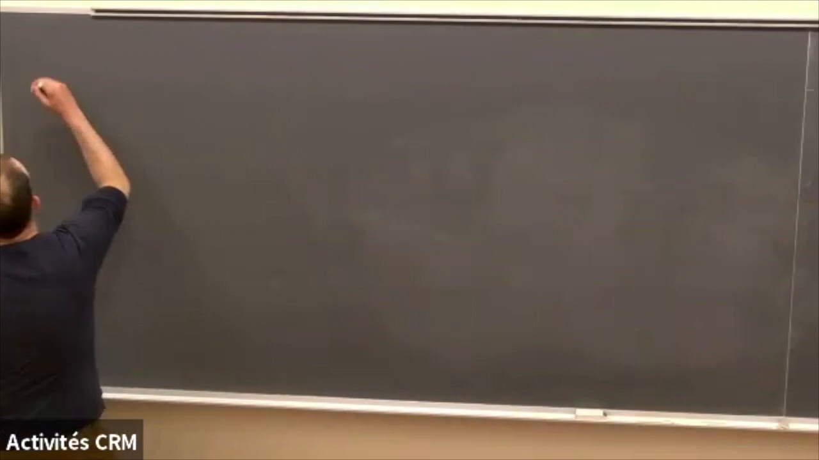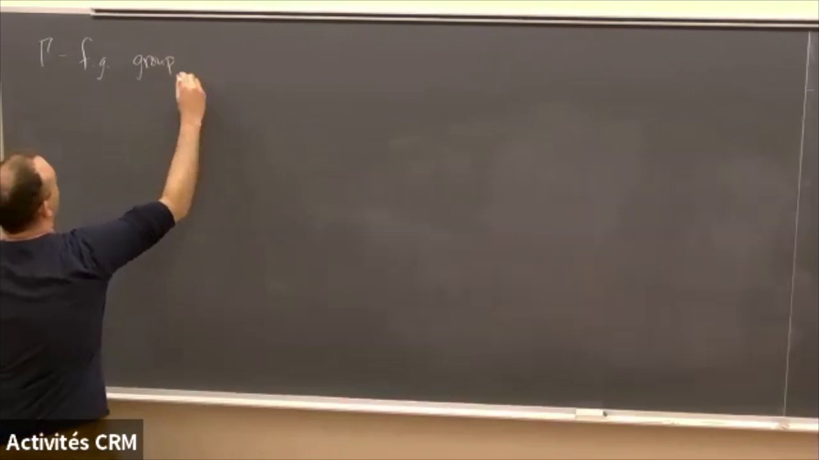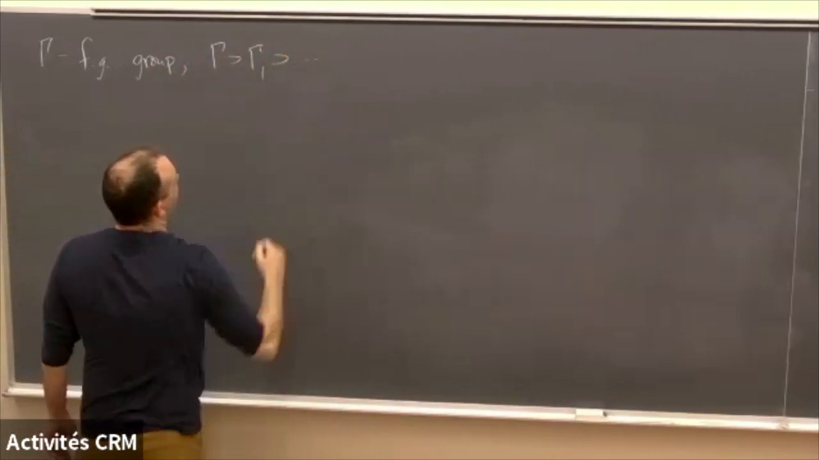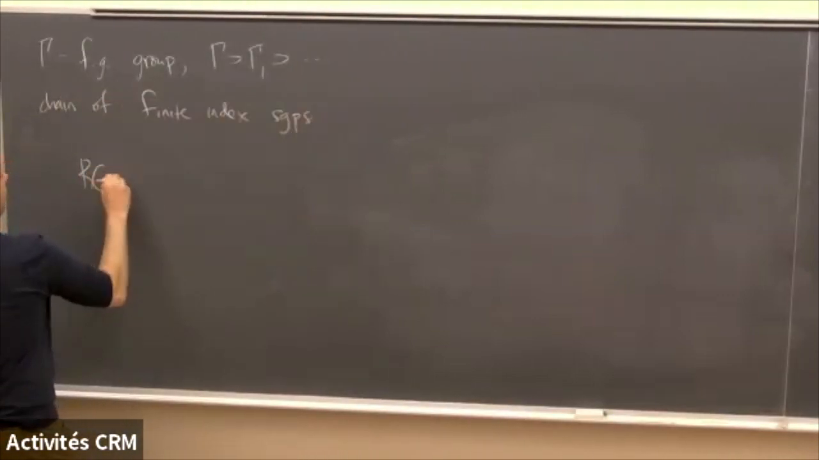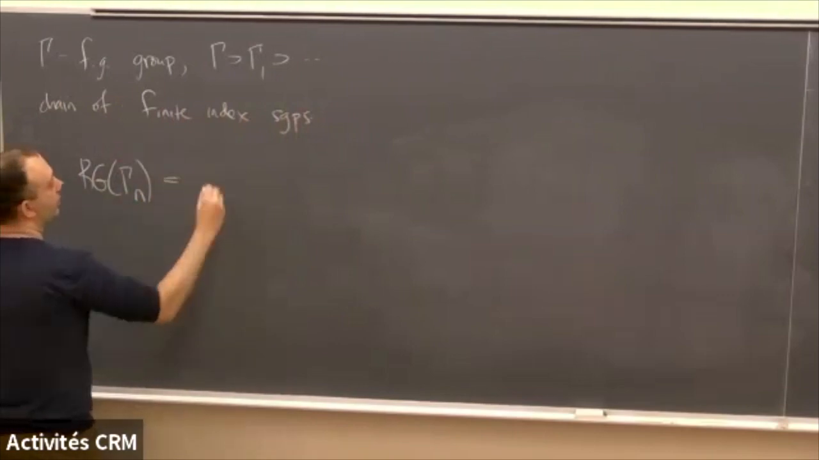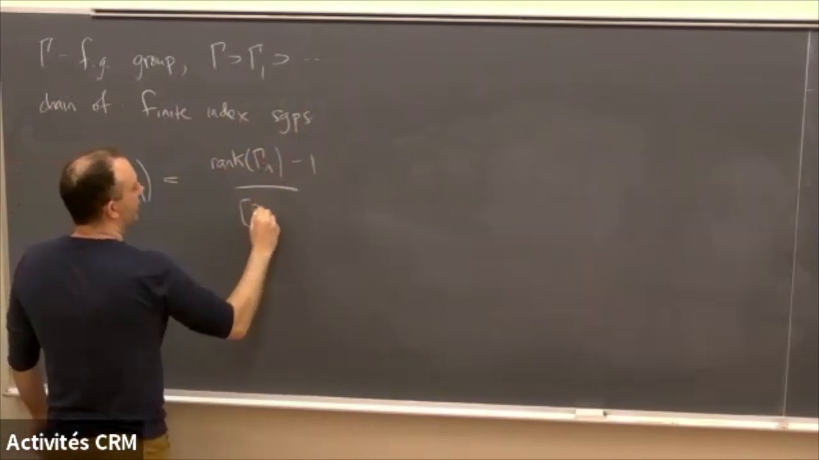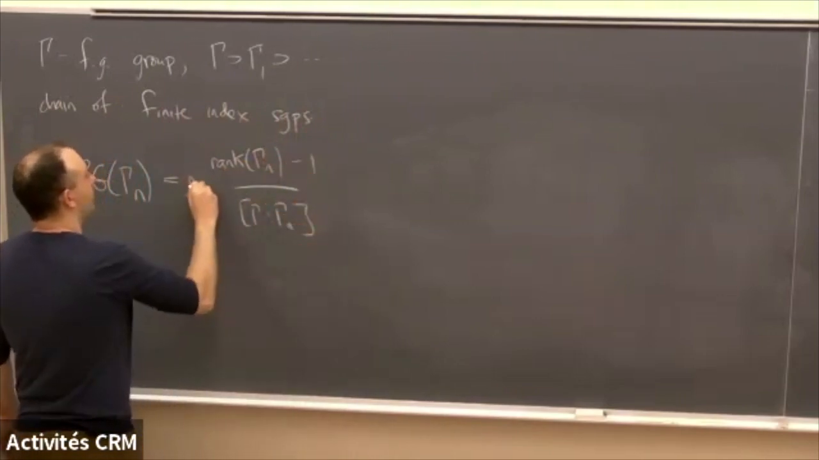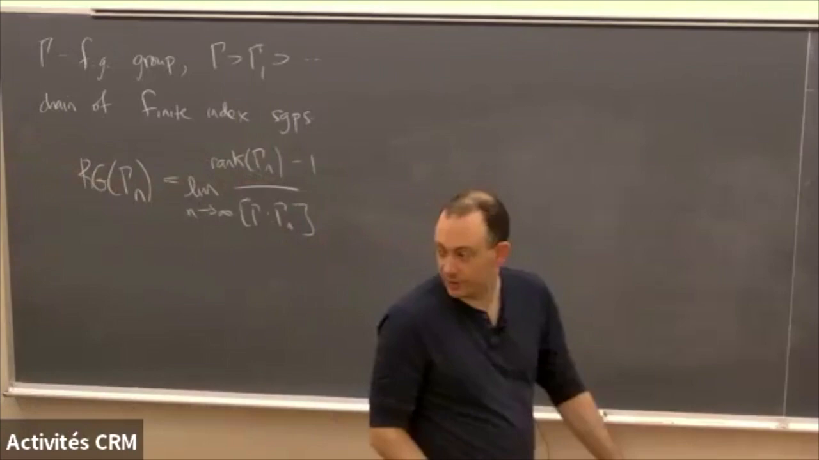This rank gradient and Heegaard gradient that we talked about last time. So let me just put those definitions back up on the board. We'll say gamma is a finitely generated group, and you have a chain of finite index subgroups, and we define the rank gradient of this chain to be: you take the rank of gamma n minus 1, then you divide by the index, and then you take the limit as n goes to infinity. And we said that this was monotone decreasing, so the limit exists.